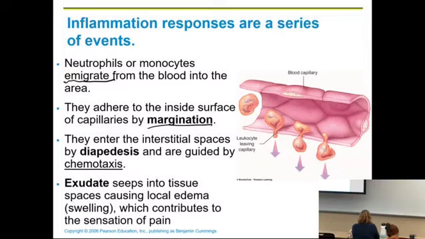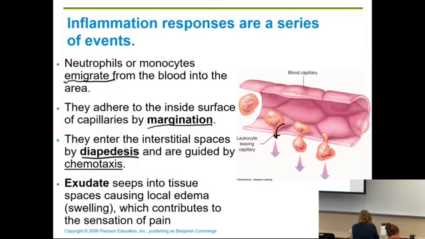So that's margination. Diapedesis is this process of squeezing out, like you see here, changing shape and squeezing out of the blood vessels. So diapedesis is where they will change shape and squeeze out in order to emigrate. And then they're going to be going to the site of infection.